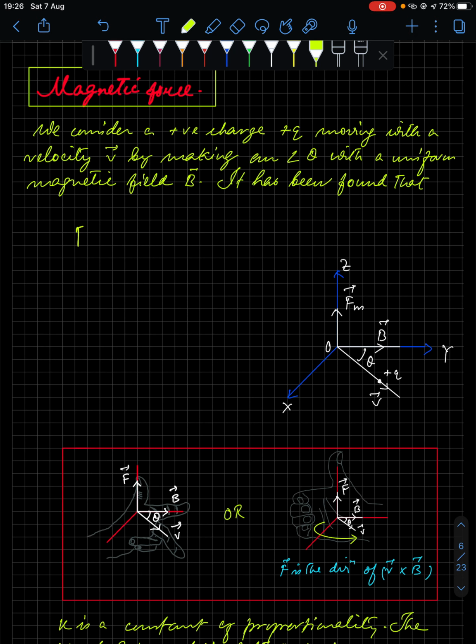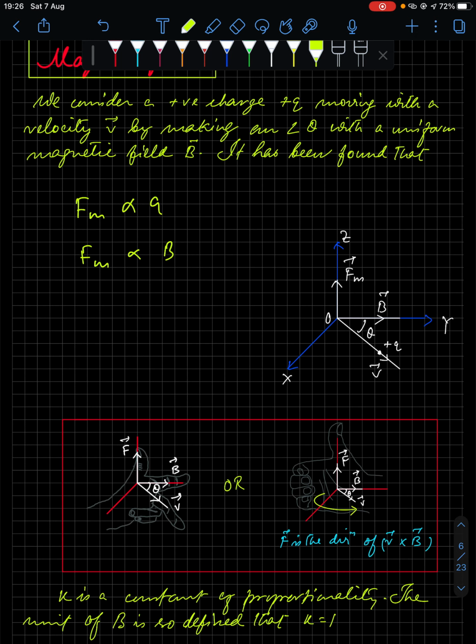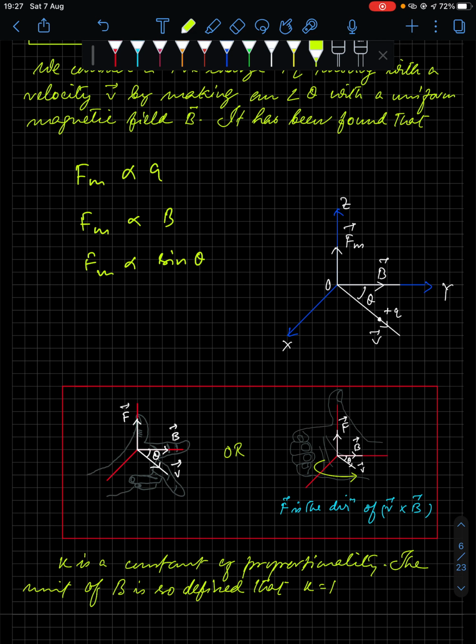Now the relation for this magnetic force: this magnetic force Fm is directly proportional to the magnitude of the charge. The magnetic force is directly proportional to the magnitude of the magnetic field, and it is also directly proportional to sine of the angle between the magnetic field and the velocity vector.